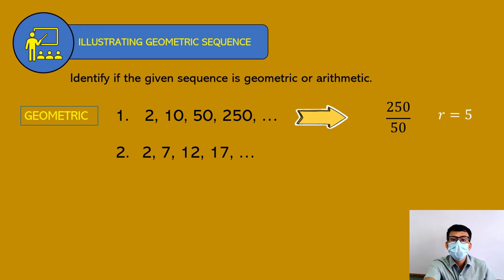Okay, let's try number 2: 2, 7, 12, 17, and so on. Let's check if it is arithmetic.